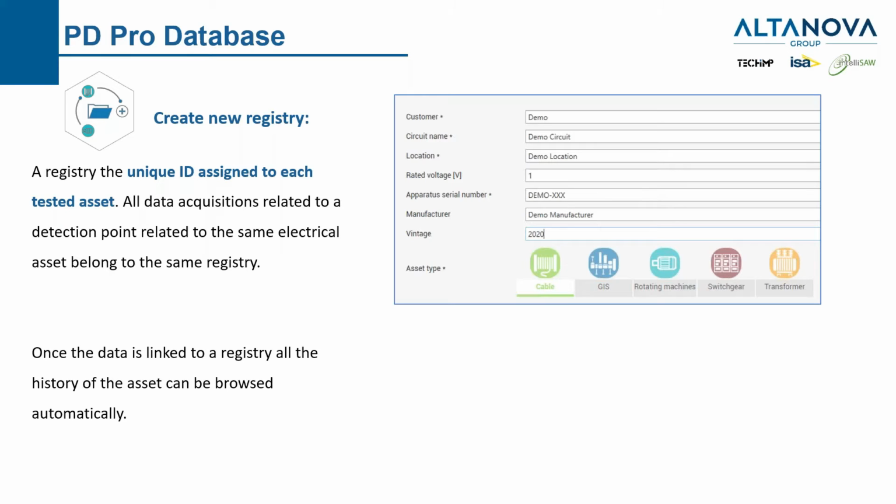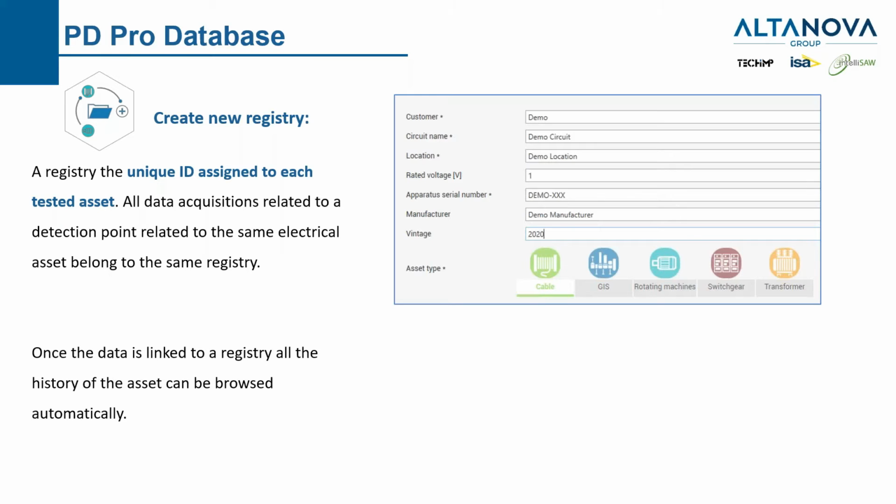For instance, to make a short example, if we create a registry for a HV cable, a three-phase HV cable with two terminations and two joints, those are accessible and then we can test. We can create a registry with a total number of 4 detection points per phase, so 12 detection points. Those will always be the container of the PD data related to the asset, the detection point.